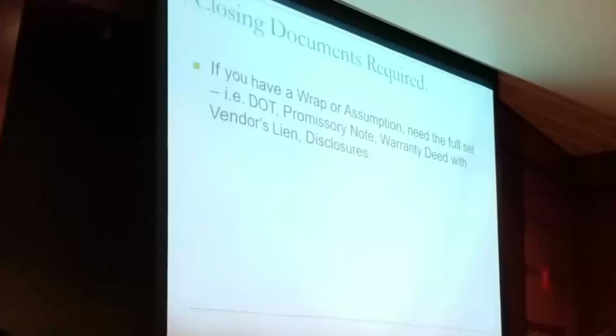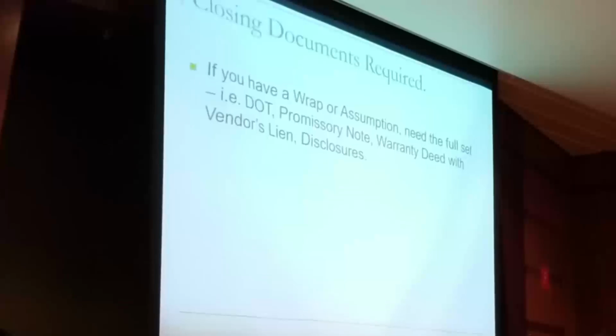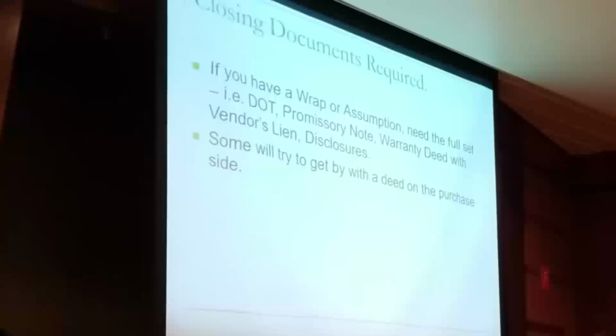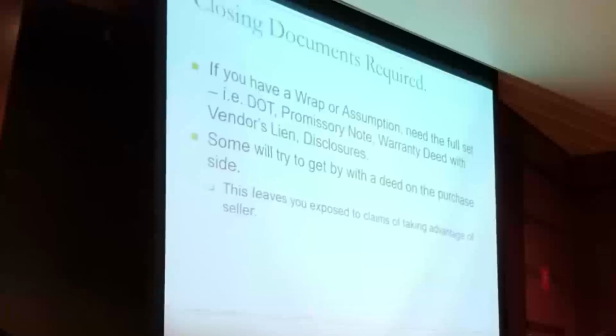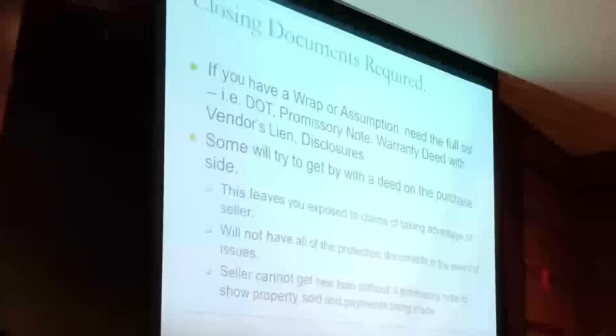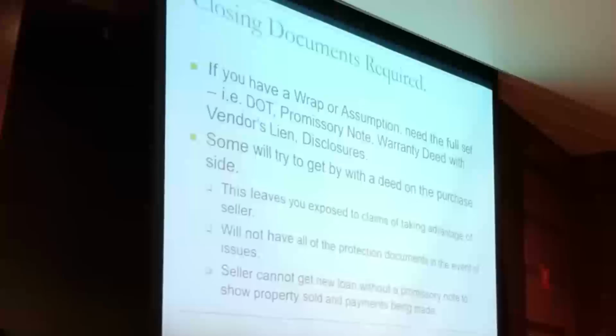Yeah, we'll skip some slides. So I'm not going to go into a lot, but we kind of talked about it. We're using all the normal loan documents for just any normal loan. Some will try to get by with just having a deed on the purchase side of this thing. Dear God, don't do that. Or if you do want to do that, just take my business card and we'll talk in a little while. It looks like you're taking advantage of the seller. You're not getting all the right protection documents in place. You don't have disclosure documents in place. Seller can't go out and get a new loan by utilizing the promissory note. On a subject-to, you can get by without these documents for different reasons, but you don't want to.